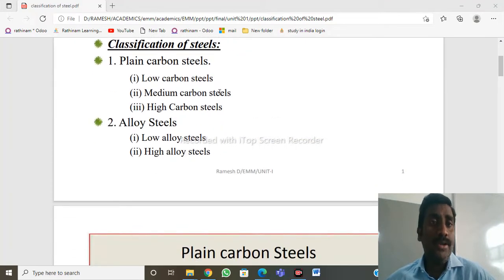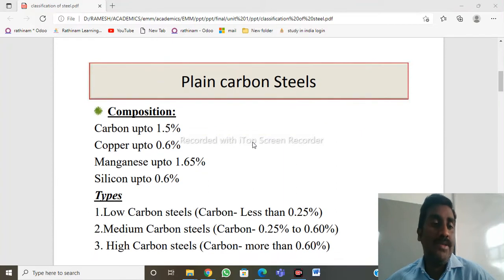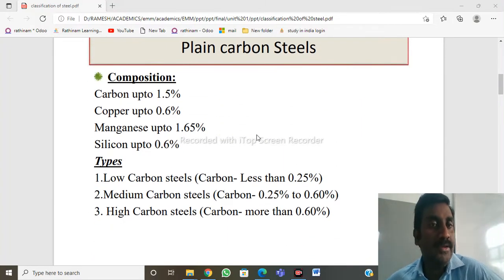Now we go into detail, starting with plain carbon steel. What is meant by plain carbon steel? Plain carbon steel has a composition of carbon up to 1.5 percent, copper up to 0.6 percent, manganese up to 1.65 percent, and silicon up to 0.6 percent. These are the elements in the material composition of plain carbon steels. Plain carbon steels are further classified into low carbon, medium carbon, and high carbon steels.